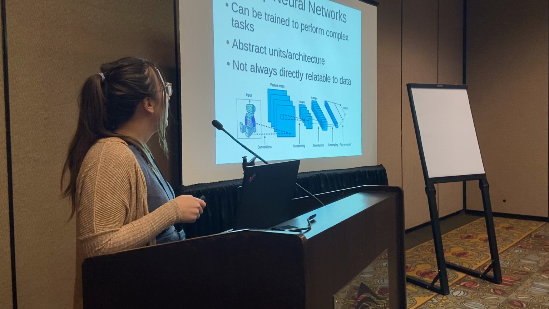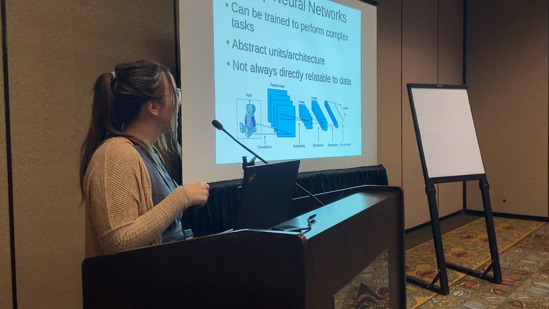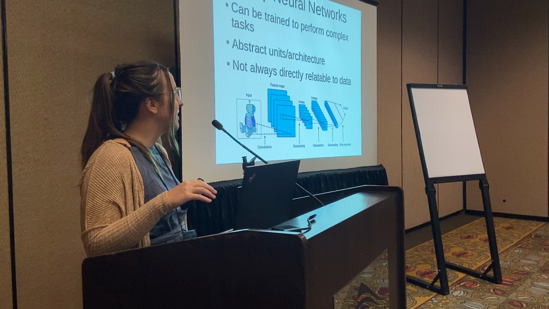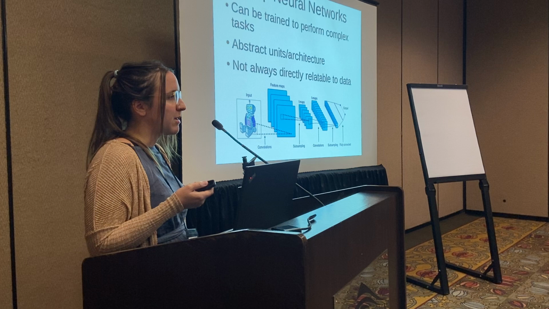But basically, some of the benefits of deep neural networks are that they can be trained to perform complex tasks, and they can do so because they're made up of very abstract units that are meant to mimic the very basics of how neurons work in terms of turning inputs into outputs. They're then pieced together in very simple architectures, frequently feed-forward architectures, that are then trained via backpropagation to perform tasks.